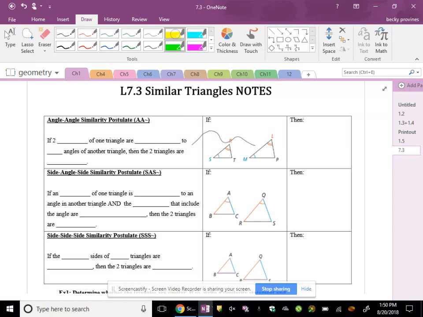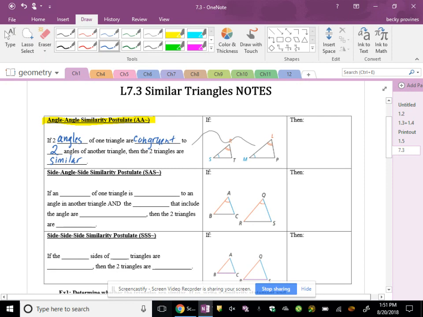So let's start here. There's only 3 of them. Let's start with AA. If 2 angles of one triangle are congruent to 2 angles of another triangle, then the 2 triangles are similar. So this is the easiest one of all.